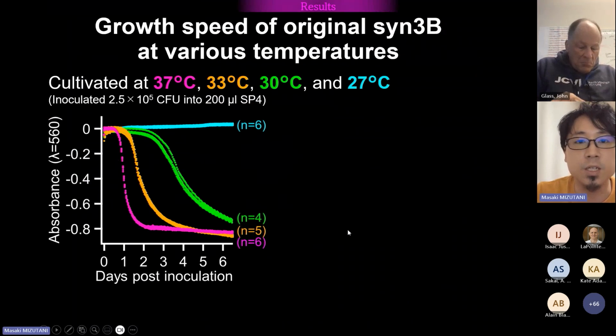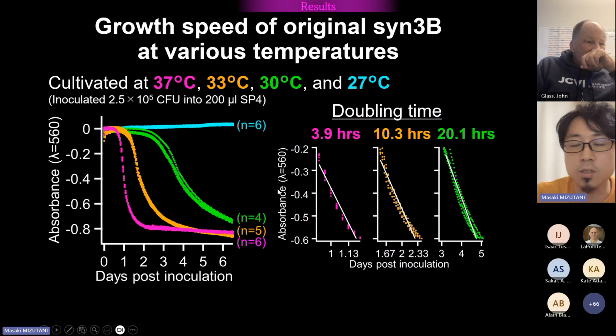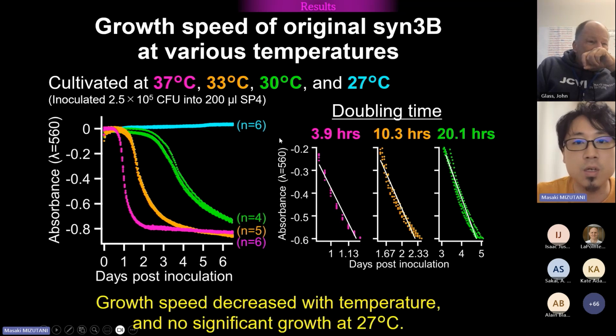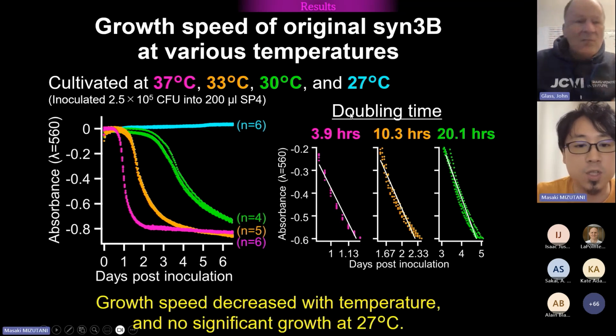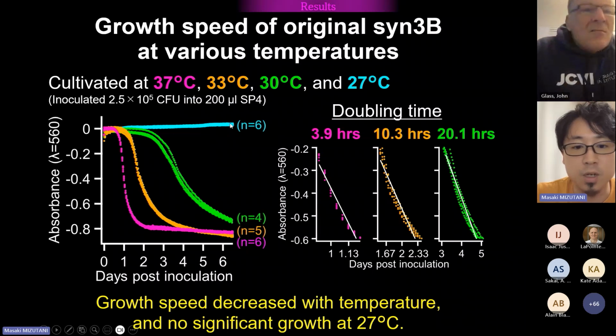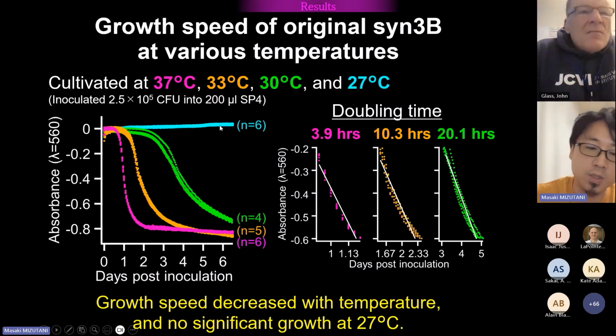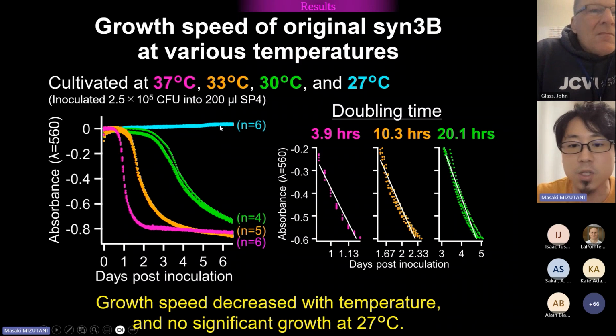At first, we checked the growth speed of the original Syn3B strain at various temperatures. This is the growth curve, and this is the doubling time in exponential phase. Syn3B has the fastest growth speed at 37, and the growth speed decreased with temperature. Finally, at 27 degrees, the strain showed no significant growth. So it means that at 25 they also can't grow.